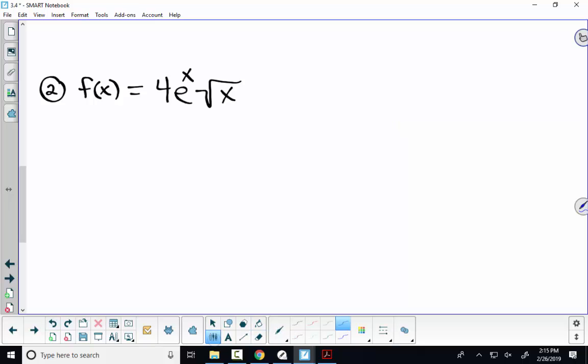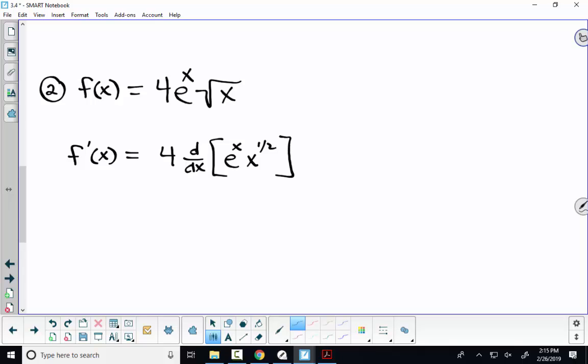Okay. So one way to look at it is we can say that the derivative is equal to 4 times the derivative of e to the x times the square root of x, which is just x to the 1/2. Or we could consider this whole thing the first.